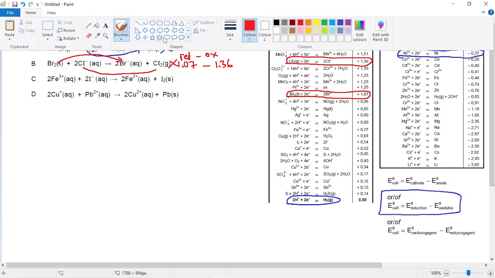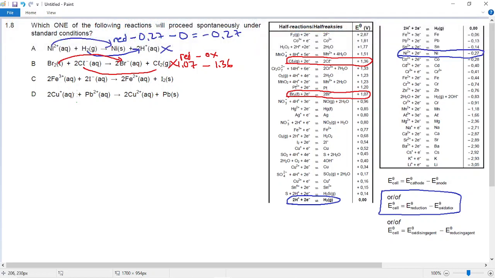Then if we go to the next one, it says Fe3+ to Fe2+. If we go to the table, here is Fe3+ going to Fe2+. That is my reduction reaction. So this one is +0,77.